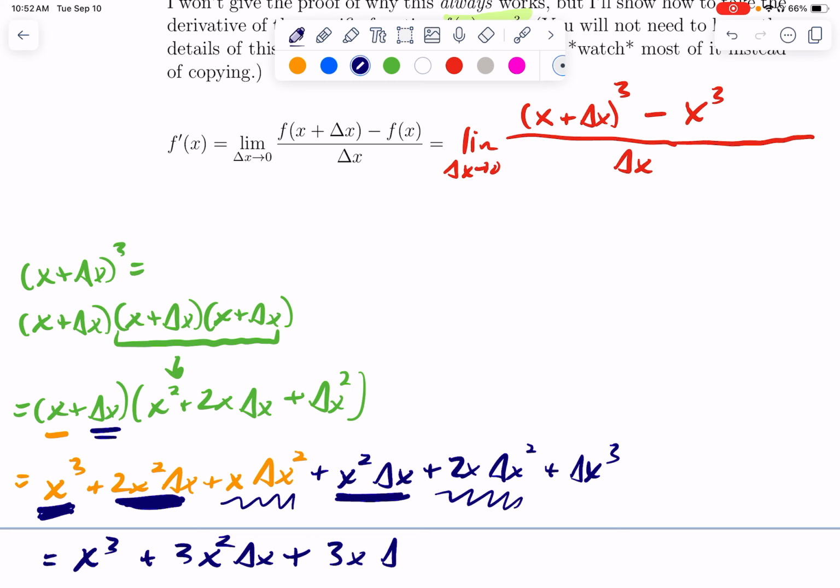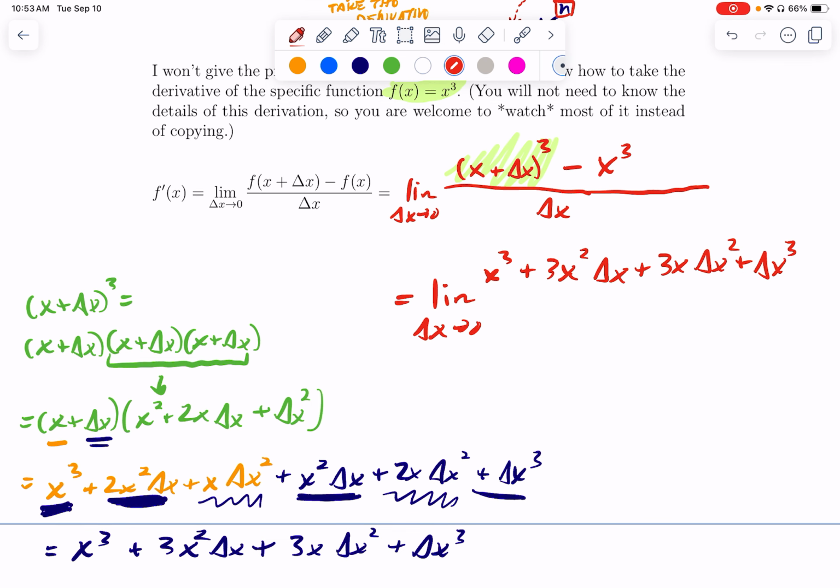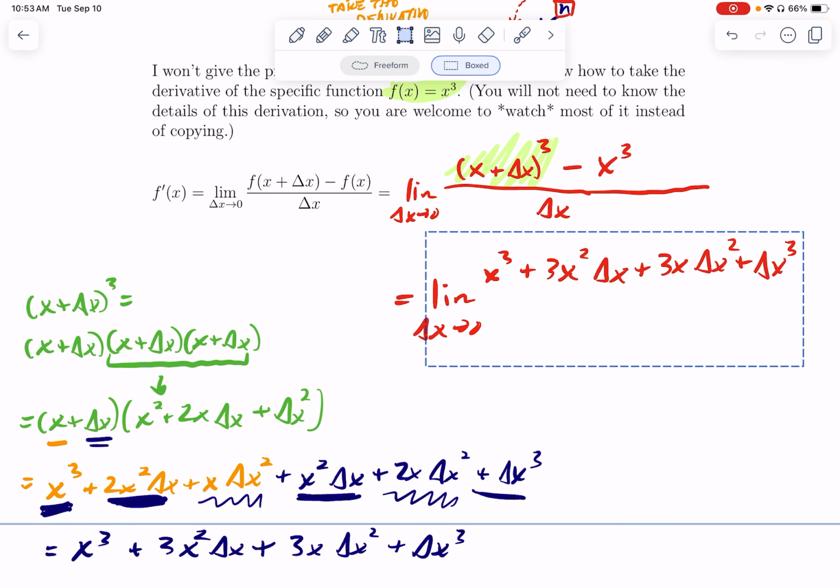Here I have x delta x squared. Here I have 2 copies of x delta x squared, so that makes 3 of them. And then finally at the end I have delta x cubed. So let's just go back here. That was all just so that we know what this is equal to. So we have the limit as delta x goes to 0 of x cubed plus 3x squared delta x plus 3x delta x squared plus delta x cubed.